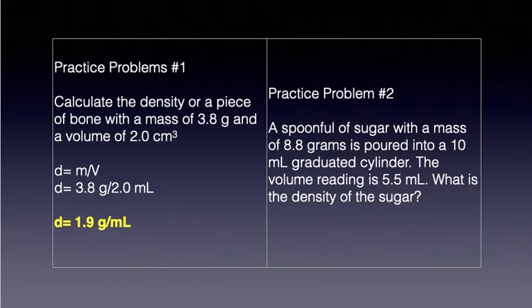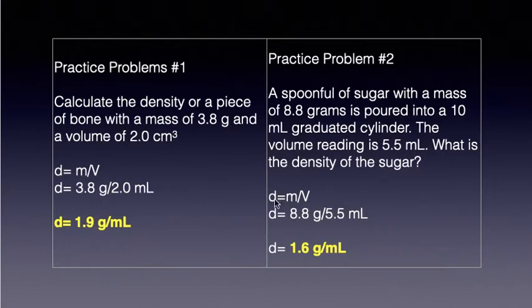So that 10 doesn't mean that they're pouring it into 10 milliliters. It just means that that's the size of the graduated cylinder. But only 5.5 milliliters is the reading of the sugar. So we're going to use 5.5 milliliters as our volume. I'll give you a moment to figure it out, and then we'll look at the answer.